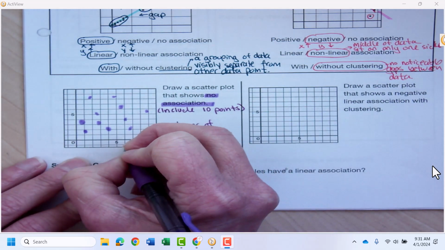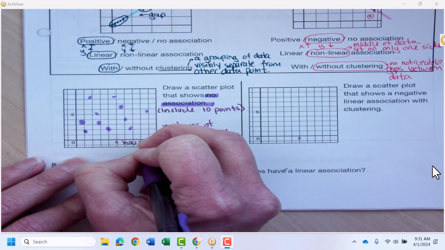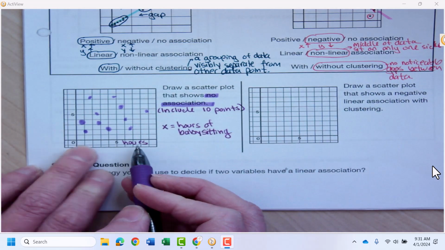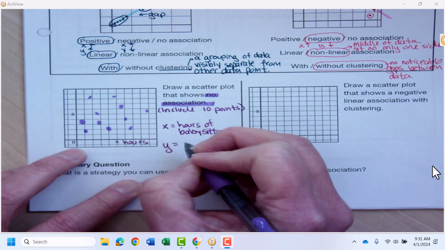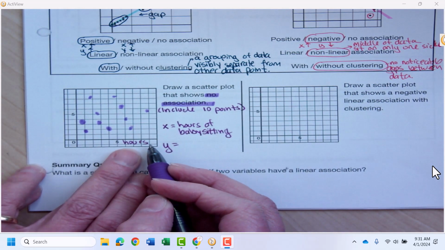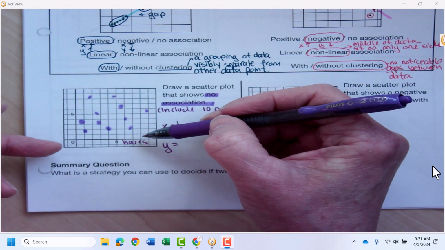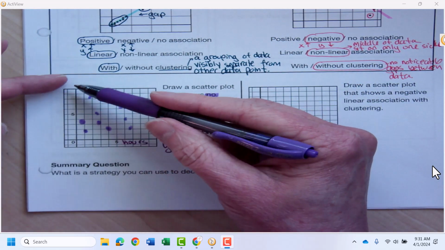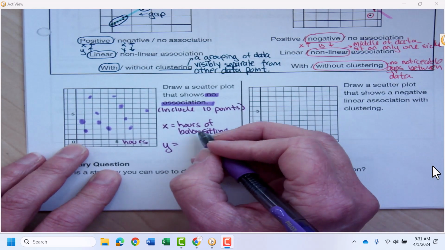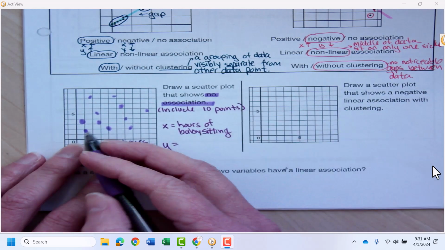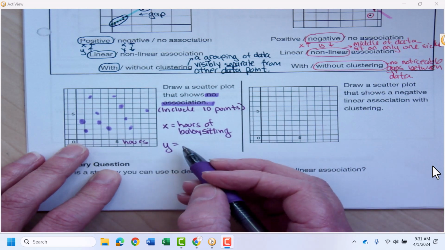Okay, so what would be a relationship that wouldn't have anything to do with each other, where it wouldn't matter how many hours of babysitting I had? The other variable wasn't dependent on this at all and showed no association.